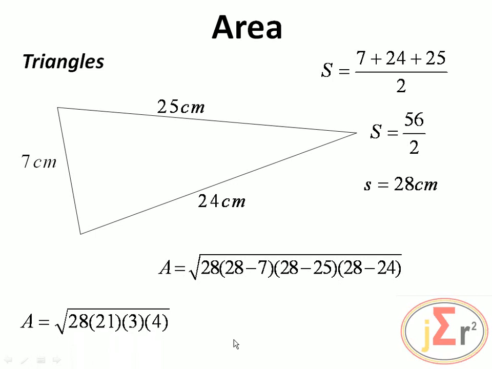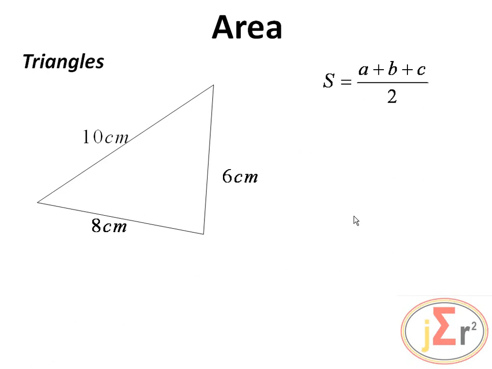So what do we do? We put the 28 there, then 28 minus 7 is 21, 28 minus 25 is 3, 28 minus 24 is 4. And we multiply all of these together, and after having such a large result, we find the square root, and that is equal to 84 centimeters squared, which is not equal to this. So we have redeemed ourselves.